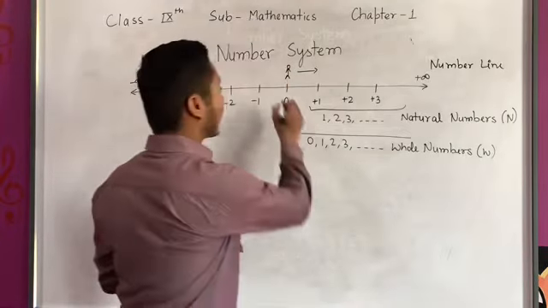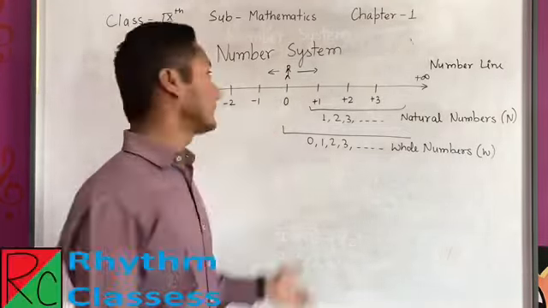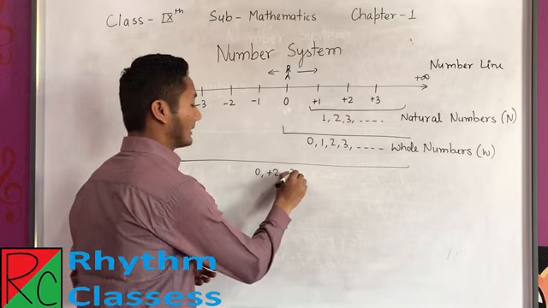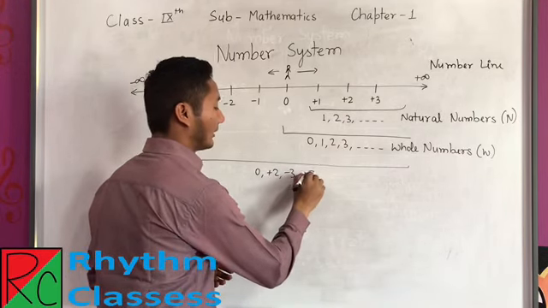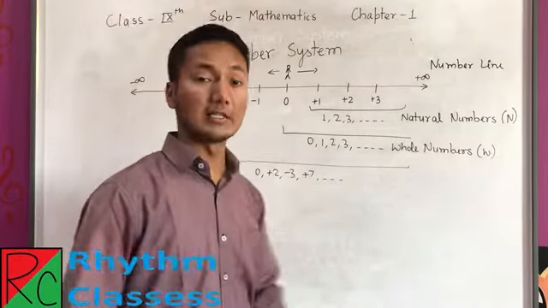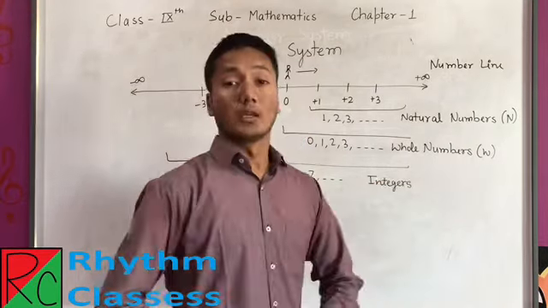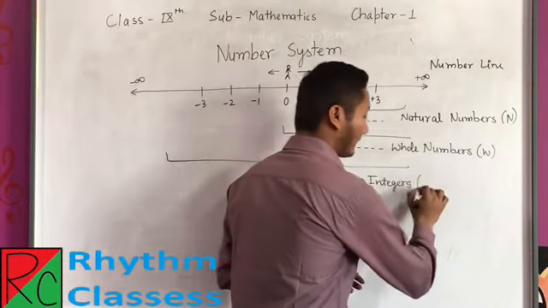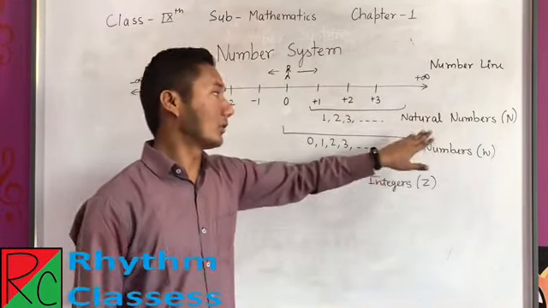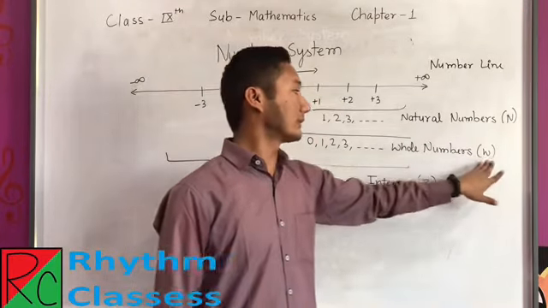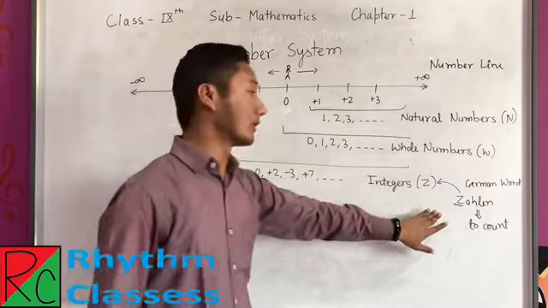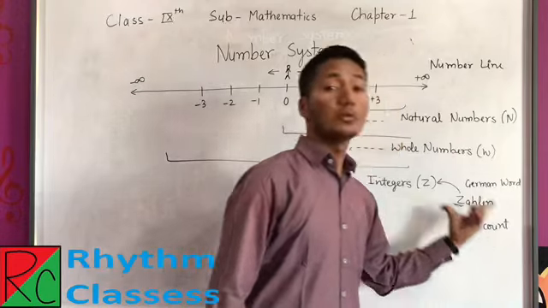Now if you look to the left side along with the right side, what do you get? You will get numbers like 0, plus 2, minus 3, plus 7 and so on. All numbers from minus infinity to plus infinity are called integers. We can denote integers with the help of Z. Why Z? While we denote natural numbers with N and whole numbers with W, why do we denote integers with Z? This Z comes from the German word zählen, which means to count.